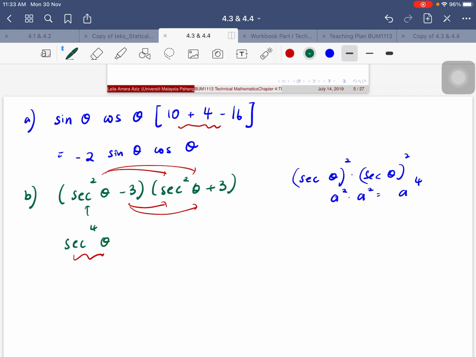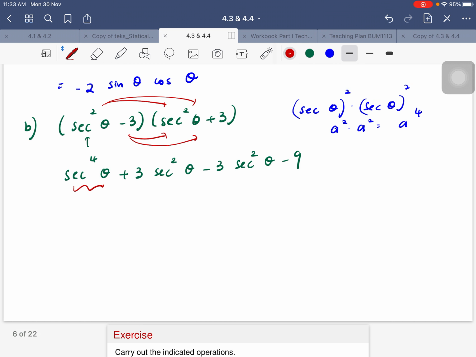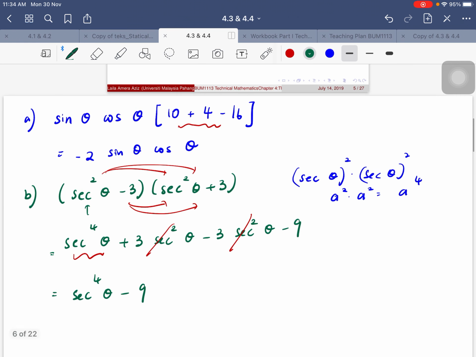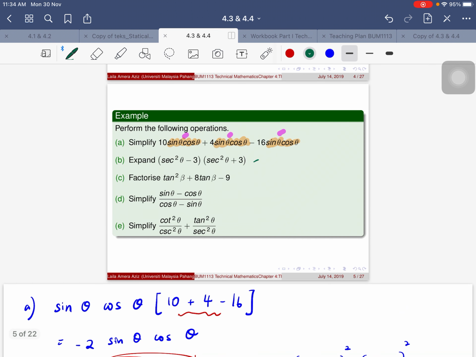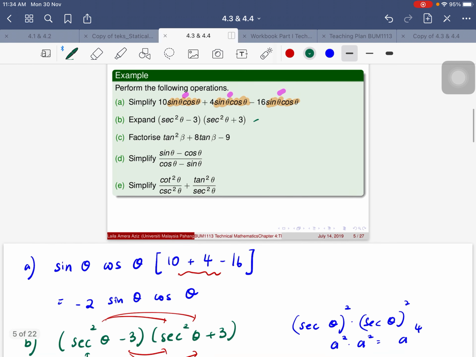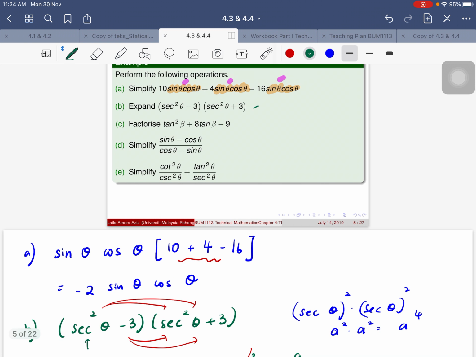And then when I multiply 3 and the secant squared, of course, it's going to become 3 secant squared theta and minus 3 secant squared theta, and the last term is going to be negative 9. These two cancel each other, and I'm going to end up with only 2 terms: secant to the 4 theta minus 9. So that is for B, when we expand the 2 brackets. You do exactly the same thing that you do when you come across polynomial problems. And then I'm going to have a look at C.